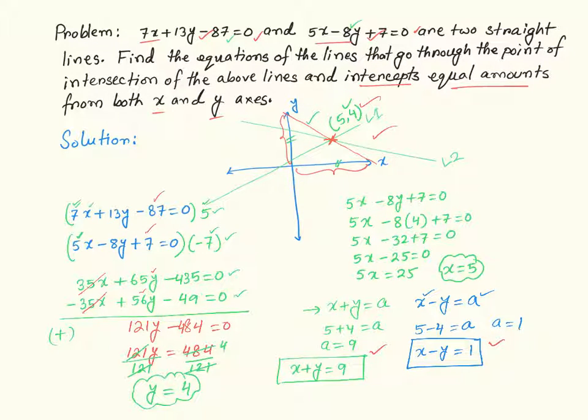Then we use our knowledge that if a straight line intercepts equal amount from both axes, then it's going to be either of this form, x plus y is equal to a, or x minus y is equal to a. Both of these lines go through the point 5, 4, and by plugging in x equal to 5, y is equal to 4, we get a is equal to 9 in one case, and in the other case a is equal to 1. And our final equations are x plus y equals 9 or x minus y is equal to 1.